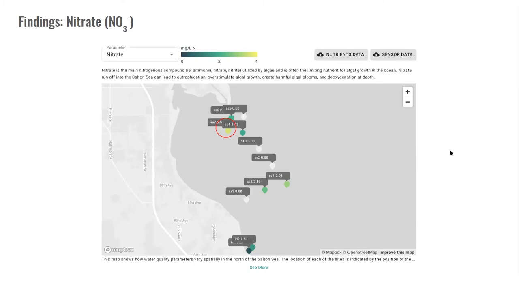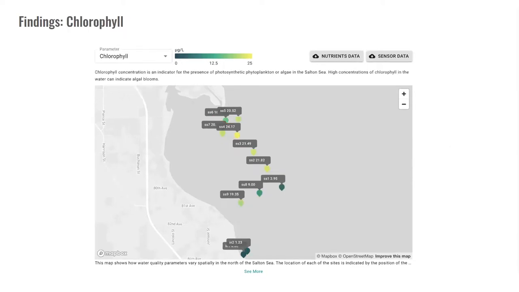And you can see it circled right there in red. Next slide, please. Thank you. For chlorophyll, we see high concentrations in SS4, but an overall high concentration around all our stations, which again indicates large algae presence near agricultural input.